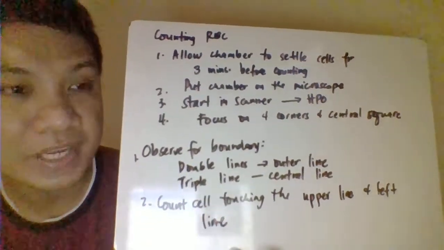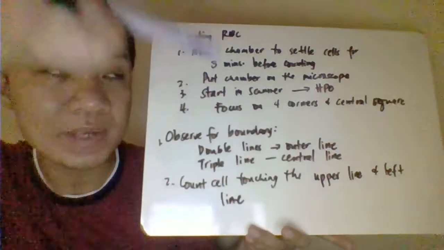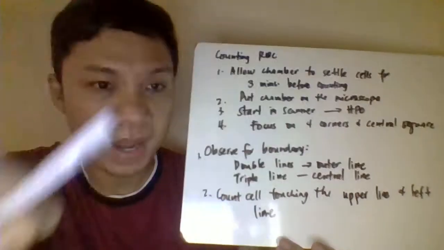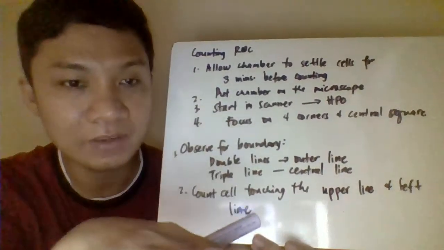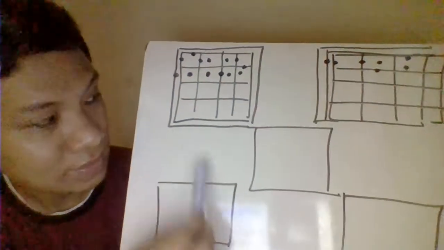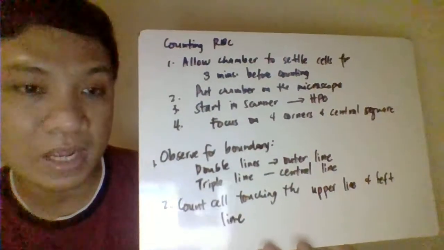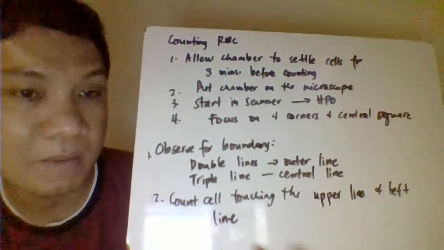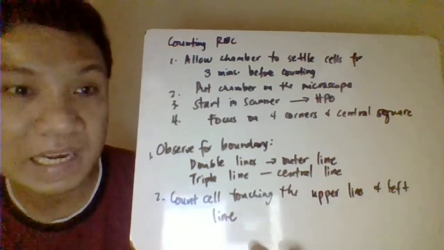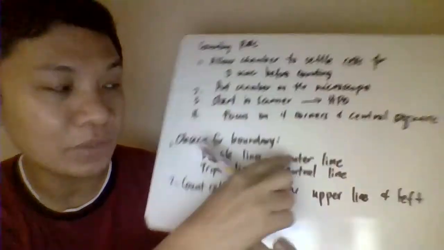Okay, and try to focus here on the central square. Diba kanina, 4 corner, 9 squares natin. Okay, may 4, ganyan, ganyan, ganyan. Sa gitna tayo. Okay, then sa gitna, kung for example, ito na ang gitna natin, so ito lang, 5 squares ang i-count natin. Okay, then we have here how we're going to count the cells here. So observe for the boundary. Okay, so ang limit natin kung paano natin i-count. So pag may double lines, the outer line, the second line will be your boundary.